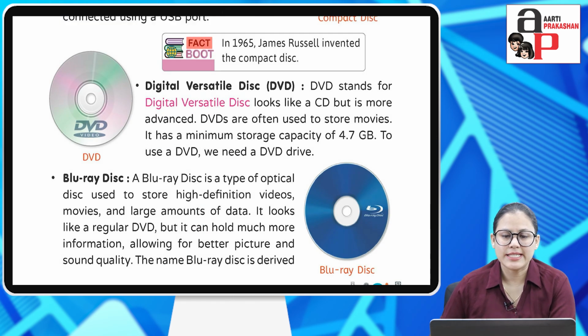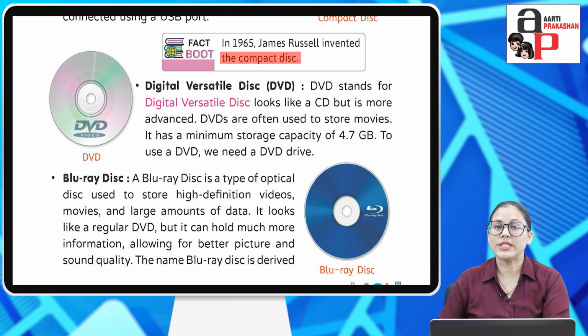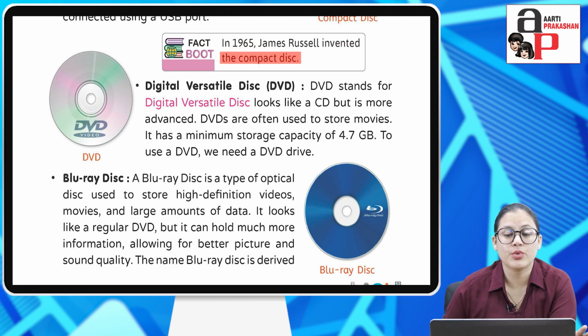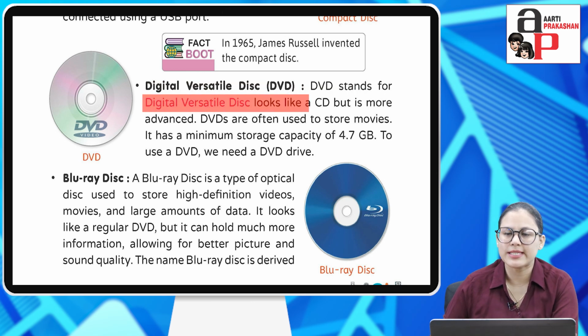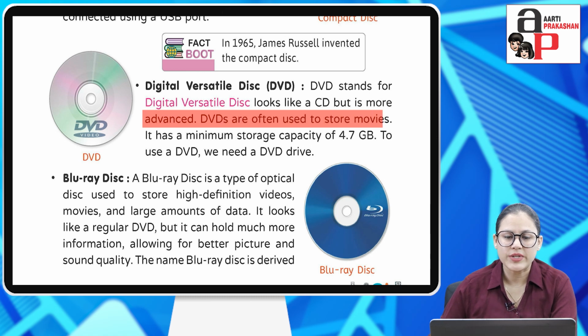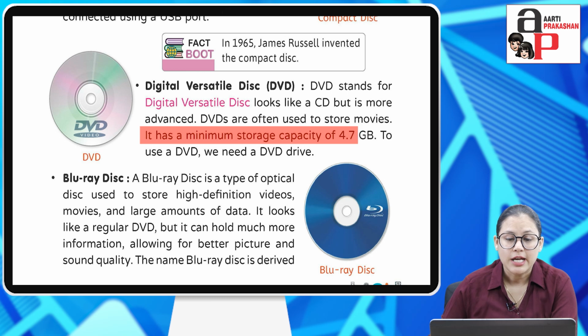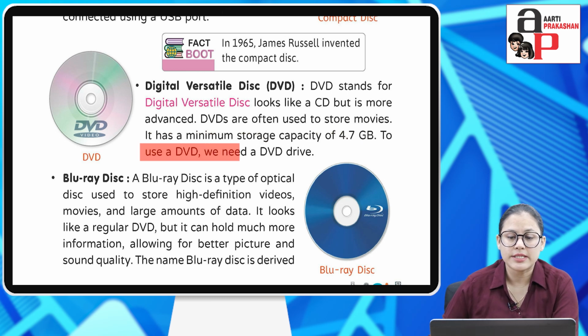Fact boot. In 1965, James Russell invented the compact disc. So the CD was invented by James Russell in 1965. Remember that. Next is the digital versatile disc, that is DVD. DVD stands for digital versatile disc. It looks like a CD but is more advanced. DVDs are often used to store movies. It has a minimum storage capacity of 4.7 GB. To use a DVD, we need a DVD drive.